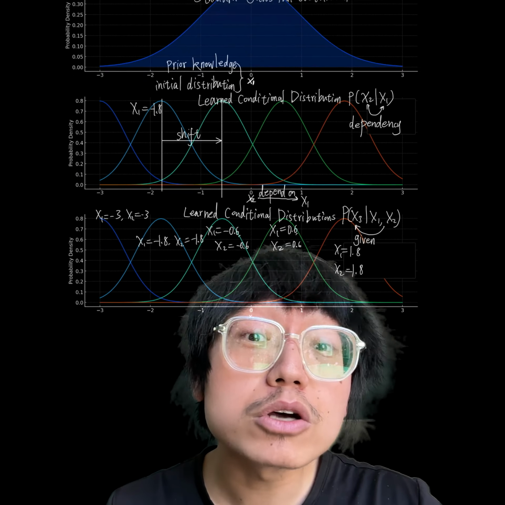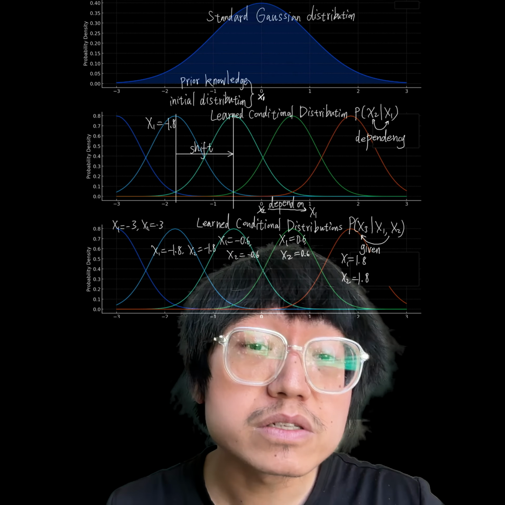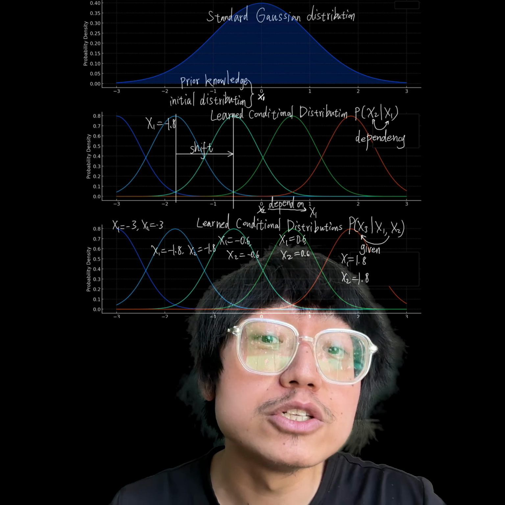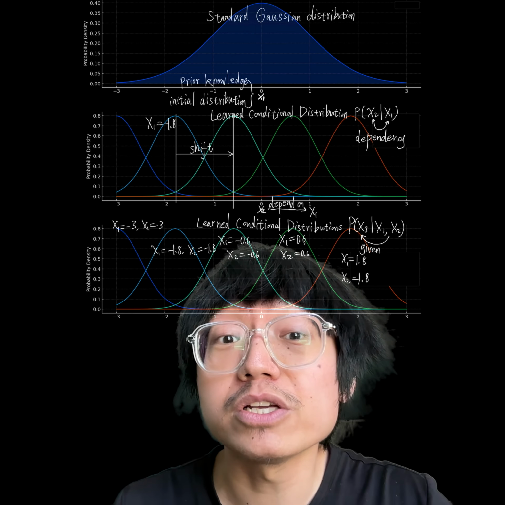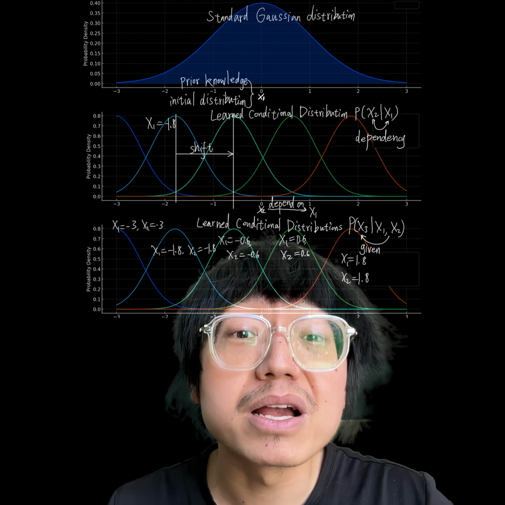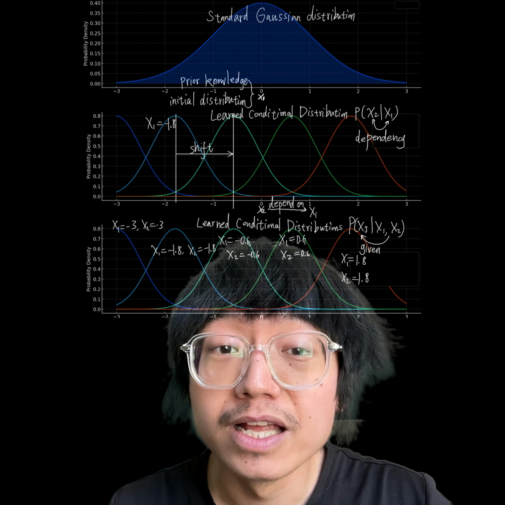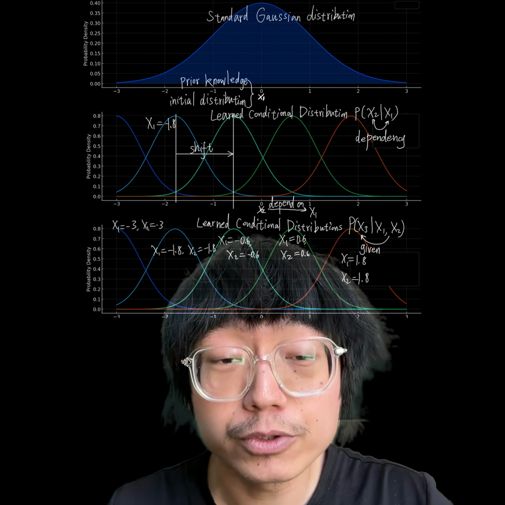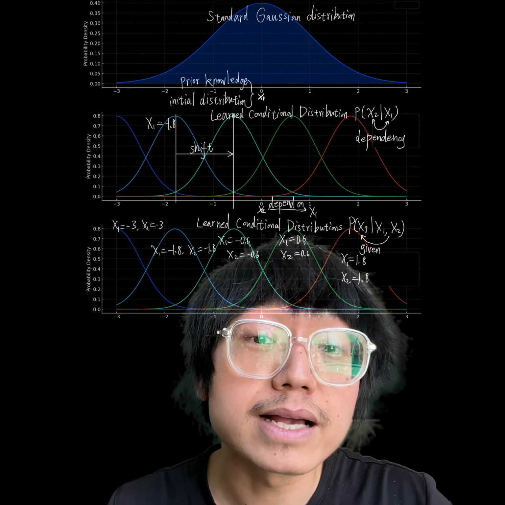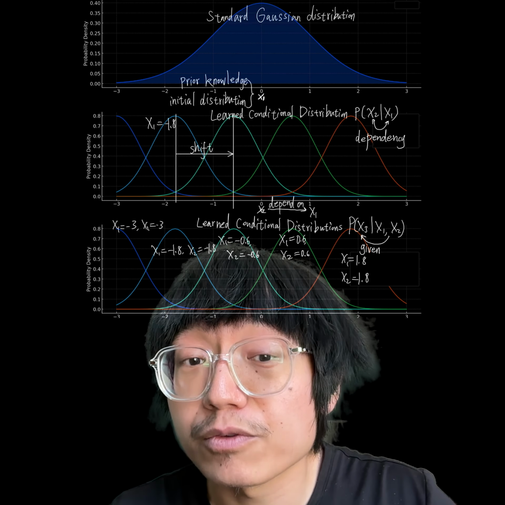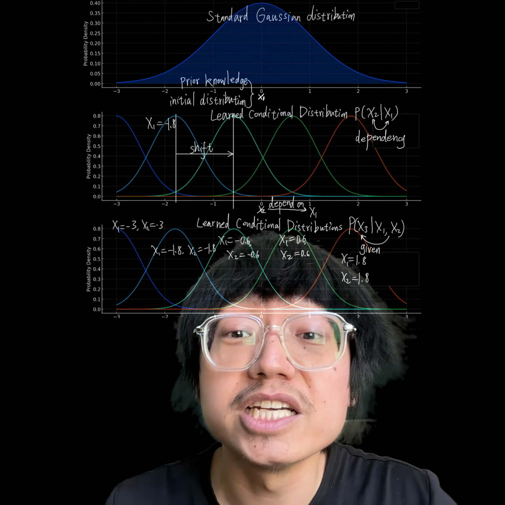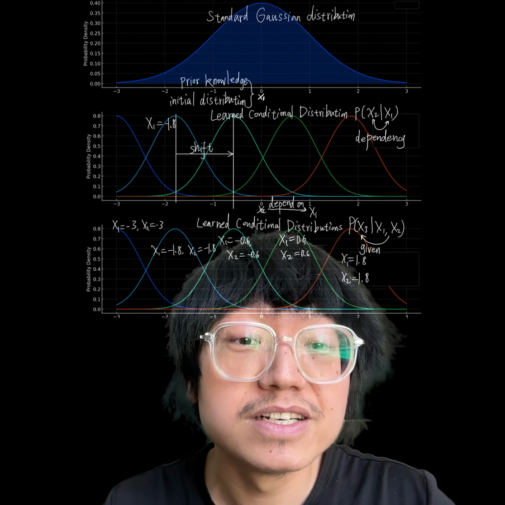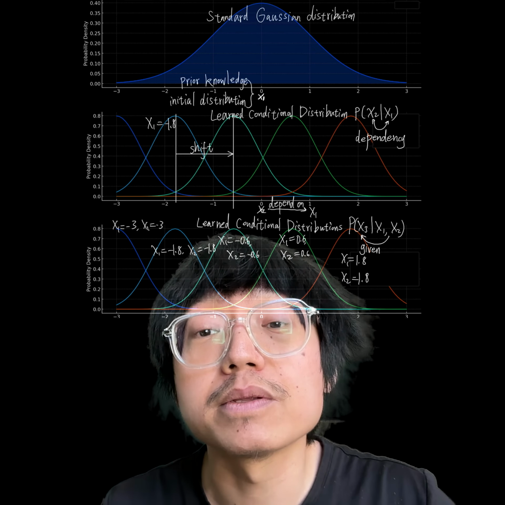So how can the model use this information? Once the model has learned these conditional probabilities, it can generate new data by sampling sequentially. First, it samples x1 from P of x1, and then, given the sampled x1, we can sample x2, and then, given the sampled x1 and x2, we can sample x3. This process can continue for more variables, resulting in a sequence that reflects the learned joint distribution.